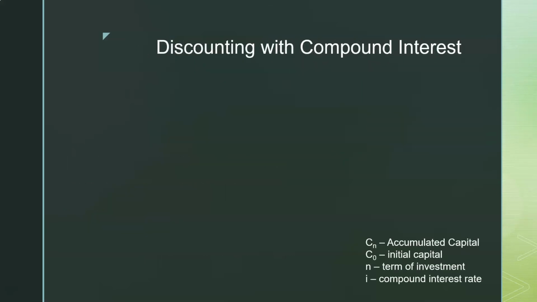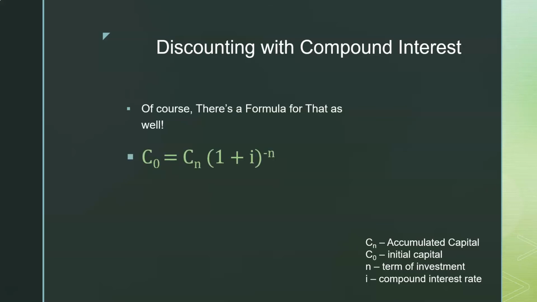Of course, we can also discount with compound interest just the same as we did with simple interest. Thankfully, there's a formula for that as well. The initial capital is equal to the accumulated capital times the bracket (1 + i) to the exponent negative n. If you remember, negative n means 1 over. So we can also rewrite this equation in another form, which is initial capital is equal to the accumulated capital divided by (1 + i) to the exponent n.